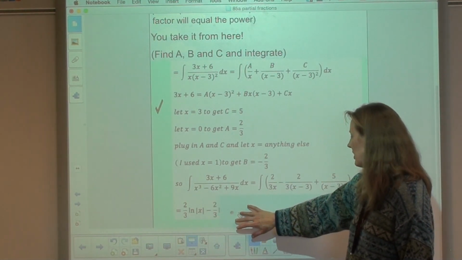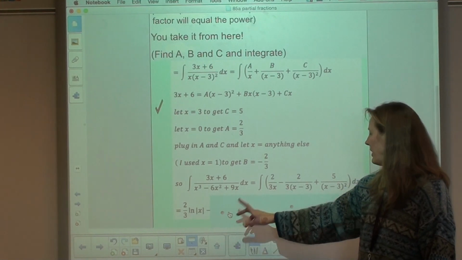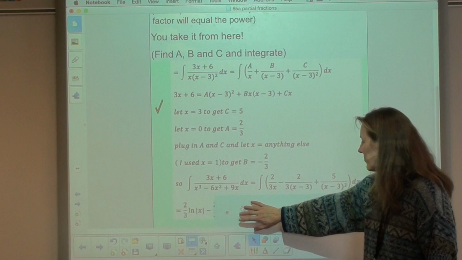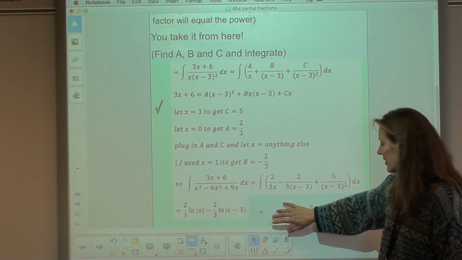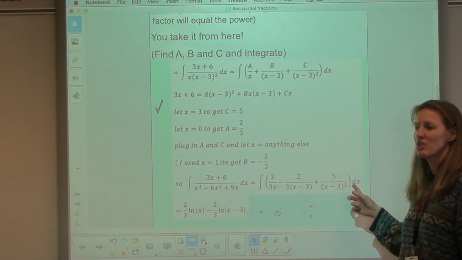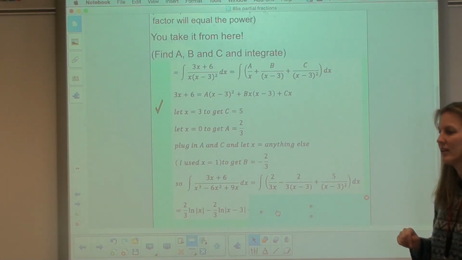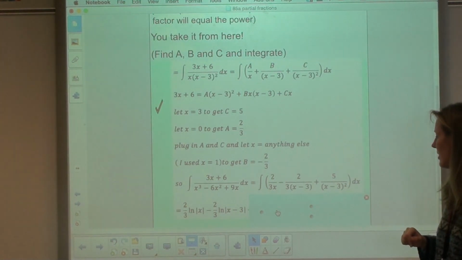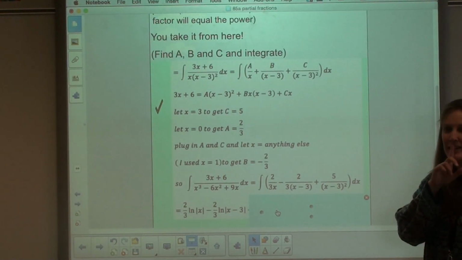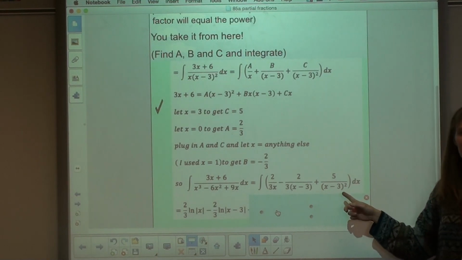So the first term, natural log. Any questions on that one? Second term, natural log, minus 5. Any questions on that one? Is the third term a natural log? I pulled out a 5. You sure? Okay, halfway there. Write down: is the third term a natural log?